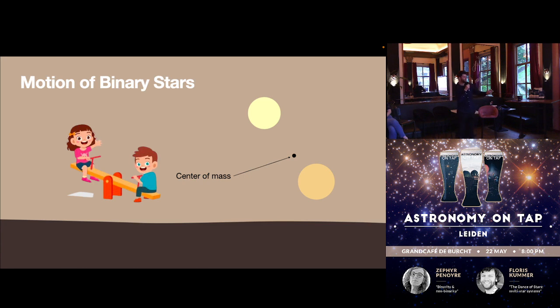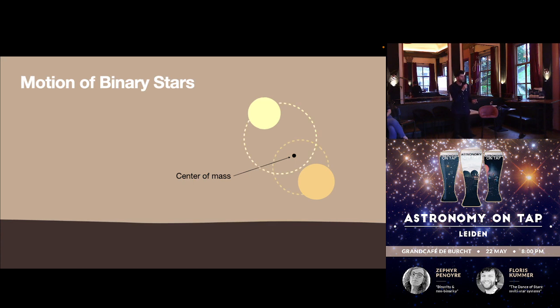Okay, and so next we can draw circles around the center of mass for each star, along which these stars will move. But for convenience, let's make the stars a bit smaller, and this is going to take some time. We can start to move them. So as you can see, they move around the center of mass until they're back at their original position. And this is what we call one orbit.